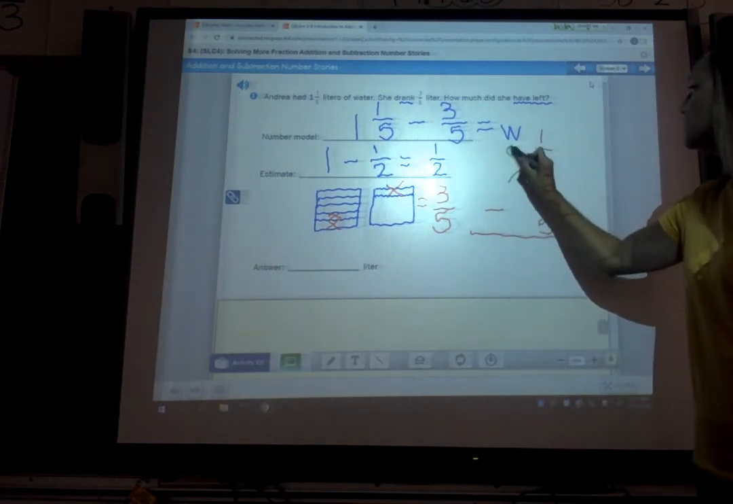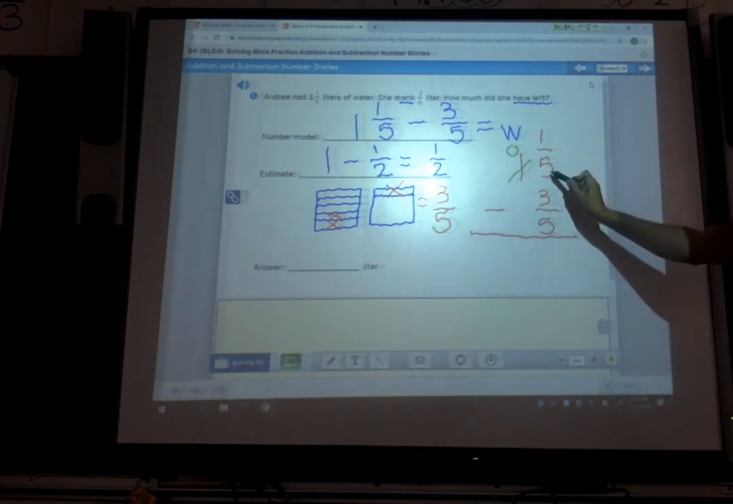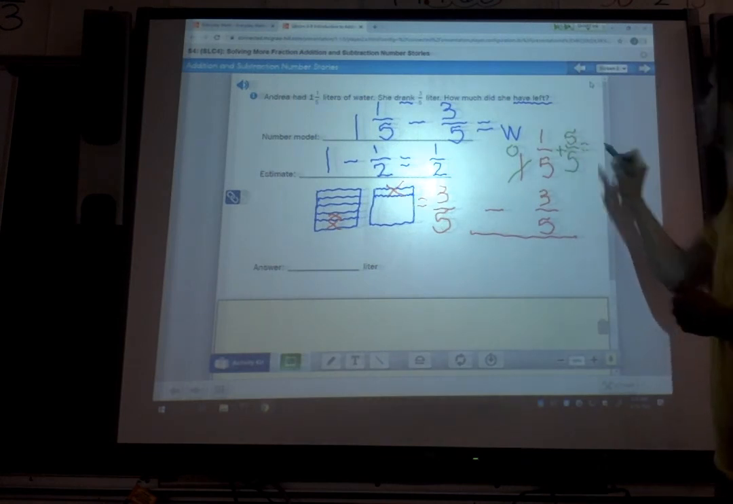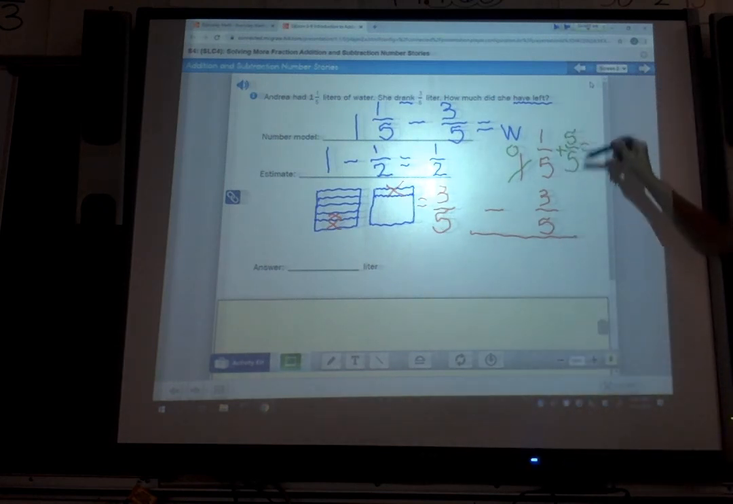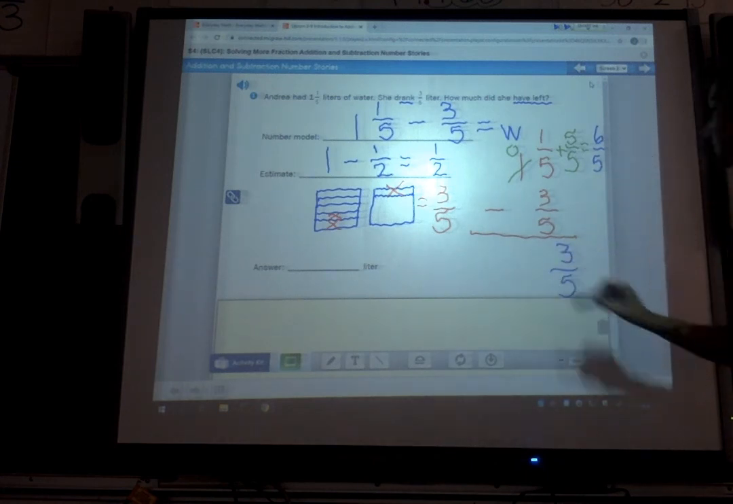So this becomes 0. Now I need to add 1, the one that I borrowed, to 1/5, but I'm not just going to put plus 1. That's not going to help me. Because my denominator is 5, I'm going to put plus 5/5. 1/5 plus 5/5 is 6/5. So now I have 6/5 minus 3/5. 6/5 minus 3/5 is 3/5.